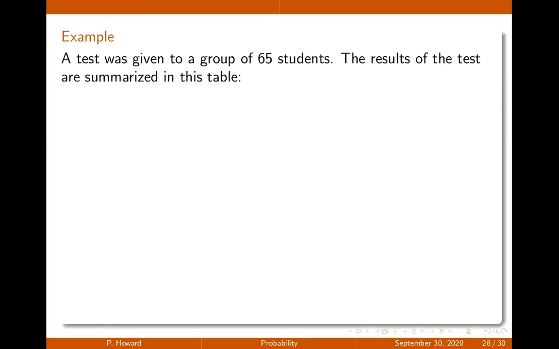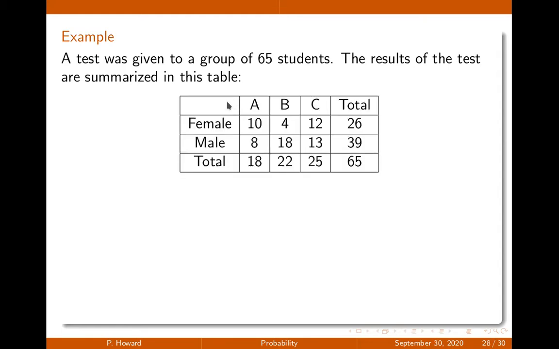Okay, and our final example. So we have a test that was given to a group of 65 students, and the results of the test are summarized in this table. In the first row are listed the grades for females in the class, right? 10 A's, 4 B's, and 12 C's. A total of 26 female students.